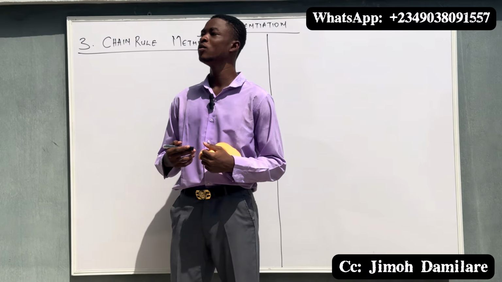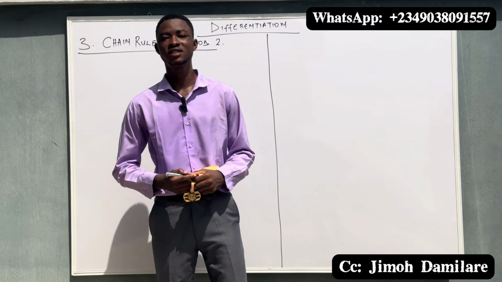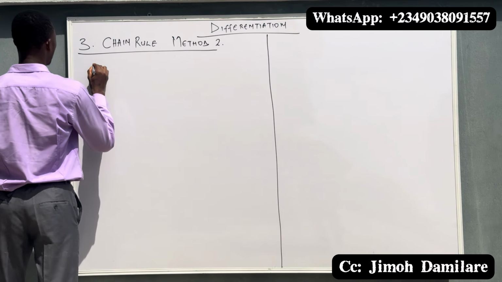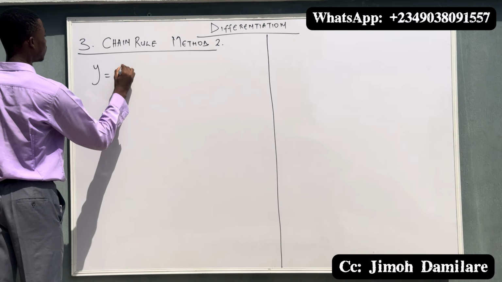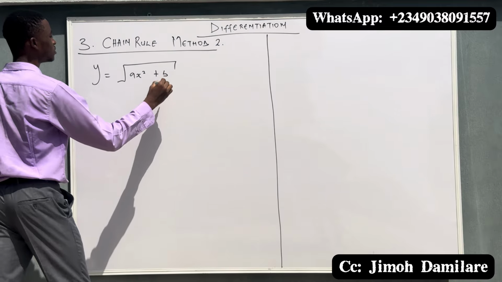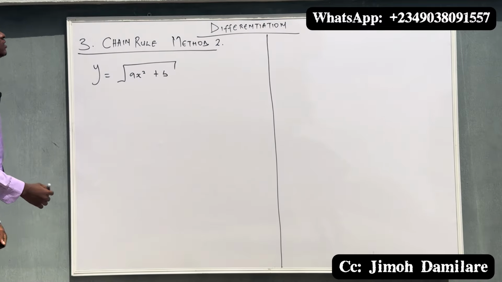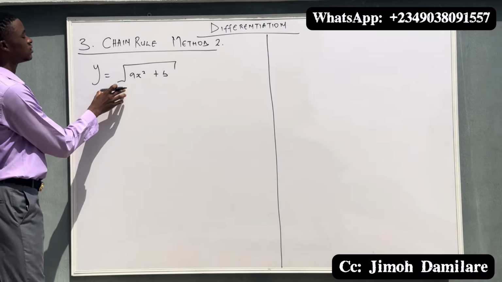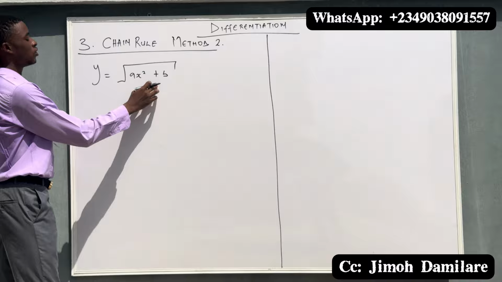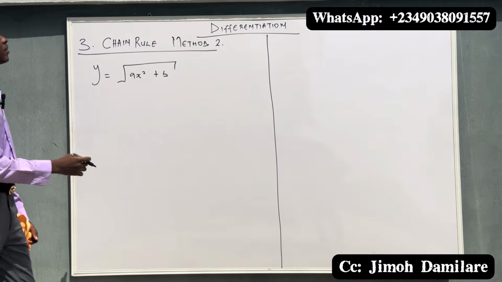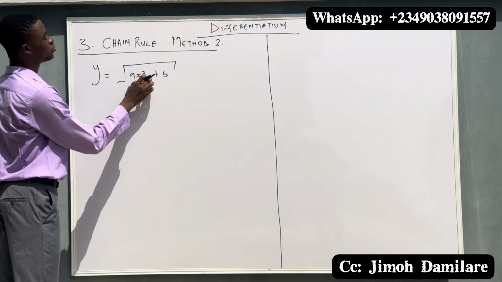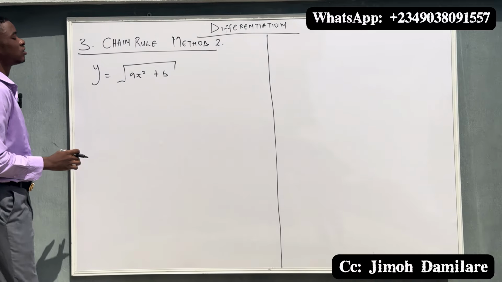In today's lesson, we'll be looking at more examples still on the chain rule method of differentiation. So let's say we have something like y equal to square root of ax squared plus b, and we are asked to find the derivative of this equation. Remember that we are going to use the chain rule method in this case because we have two terms adding each other.